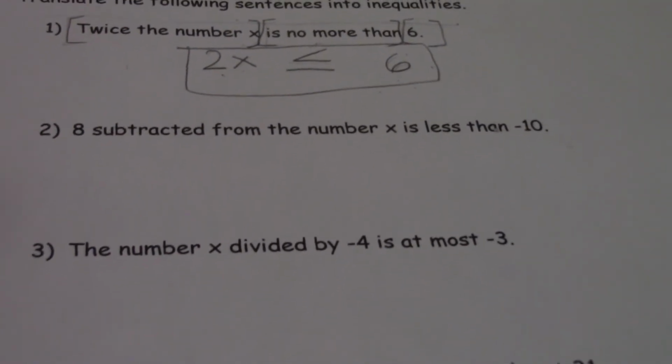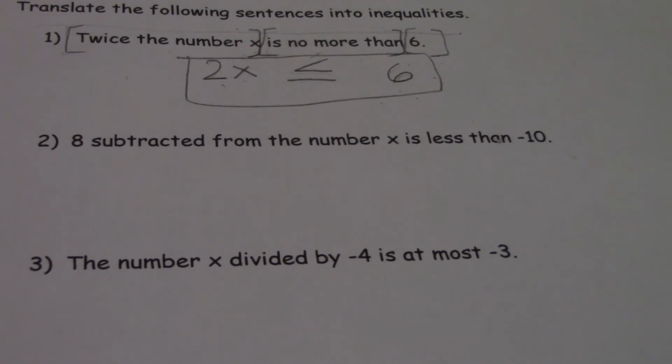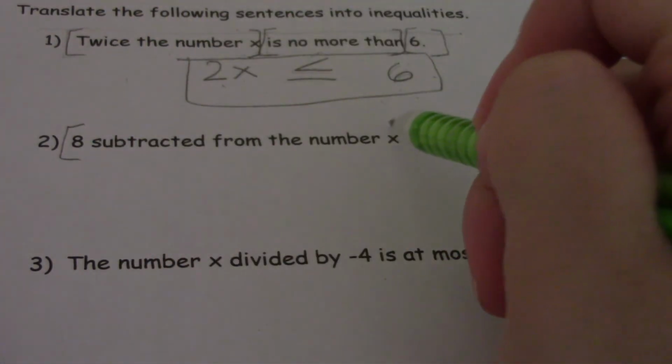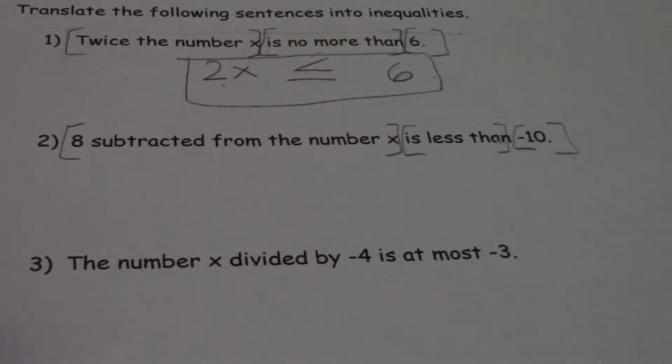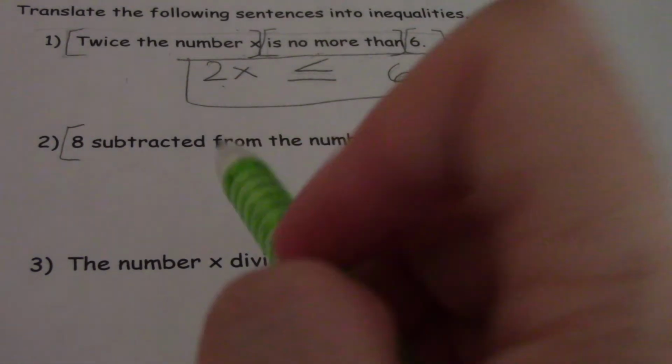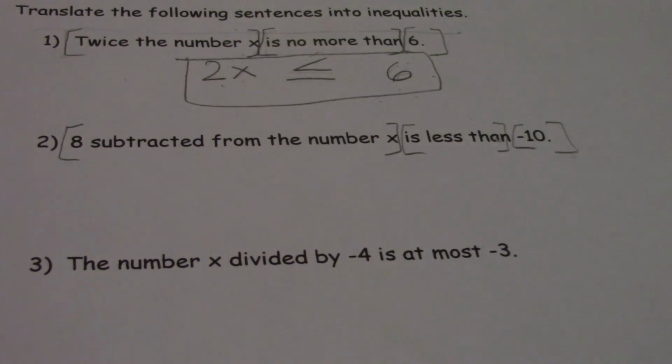Let's look at the next one. So 8 subtracted from the number x is less than negative 10. Again, let's break it up into chunks. So 8 subtracted from the number x is less than, and then negative 10. That's my third chunk. So 8 subtracted from the number x, you should think subtraction. A common mistake students make is that they're going to put 8 minus x. However, that is incorrect.